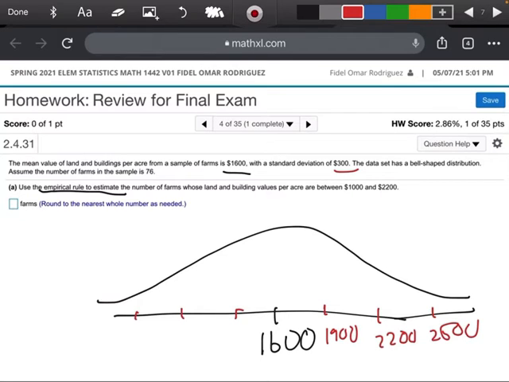And then we're going to start subtracting those values. If I start subtracting 300, this will be 1,300. This will be 1,000. And this will be 700. Oops, 700, not 7,000.